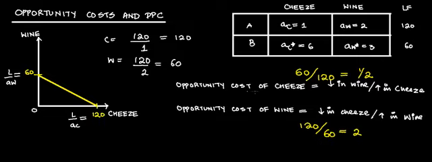So opportunity cost of cheese production is, if you're producing 1 more pound of cheese, you'll be producing half a bottle less of wine. Opportunity cost of wine production is, if you're producing 1 more bottle of wine, you'll produce 2 pounds less of cheese. And one more thing, since this is a straight line PPF, the opportunity cost is the same throughout this PPF.